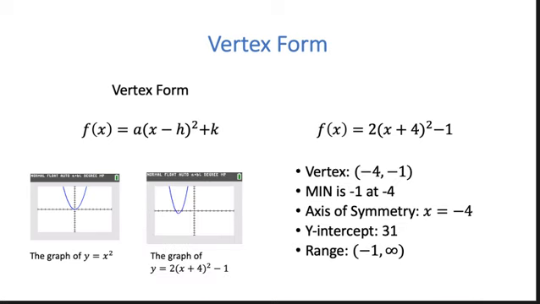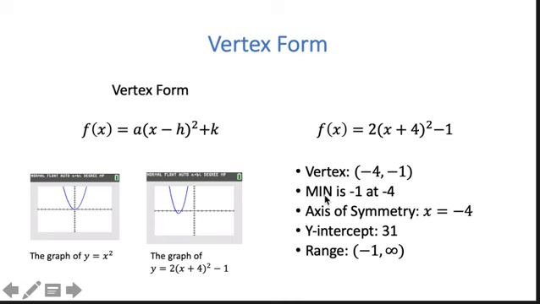All right, welcome back. Did you get (-4, -1) for the vertex? Remember, it's the opposite of +4 and -1. It is a minimum. See, this is a positive 2. Since this is positive, my U is facing up. When that a is negative, it's facing down. But this is positive, so it's facing up.